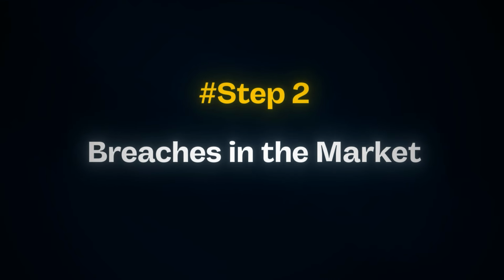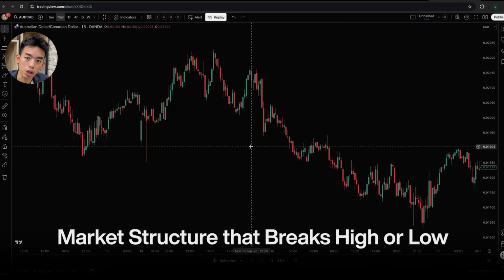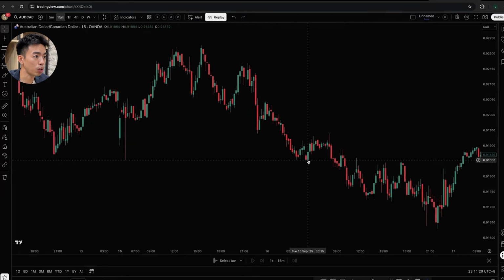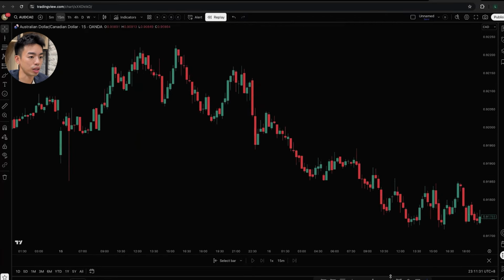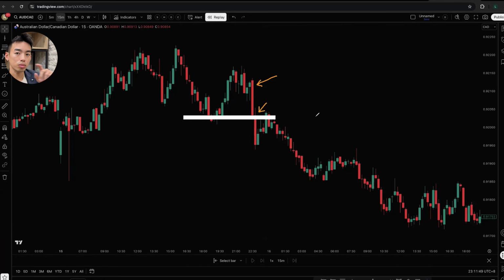Step number 2, look for breaches in the market. In this case, what I mean by breaches is market structure that breaks a high or a low or a range. So I want to pull your attention to this area right here. We have a move that went aggressively towards the downside, okay? And that's what you want to see in a market breach. A strong, powerful move towards the downside, and in this case, it cleared this low right here. So that's step number 2, making sure that you have a strong breach towards either direction.